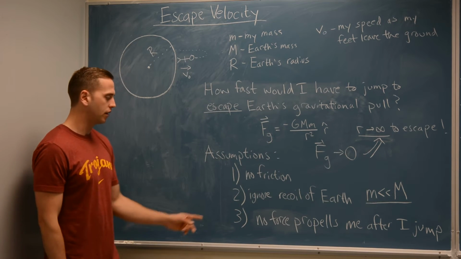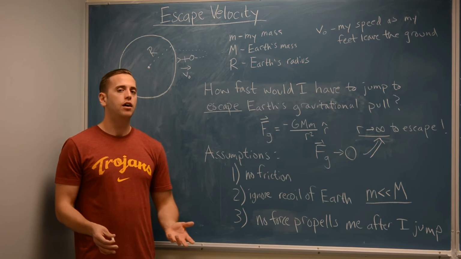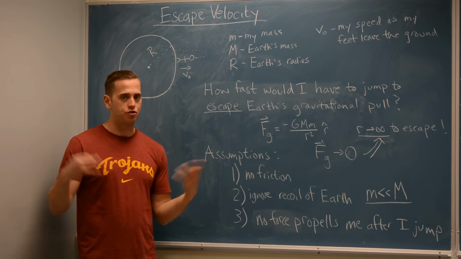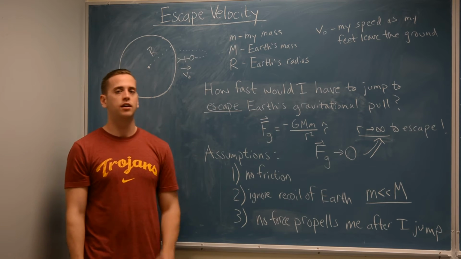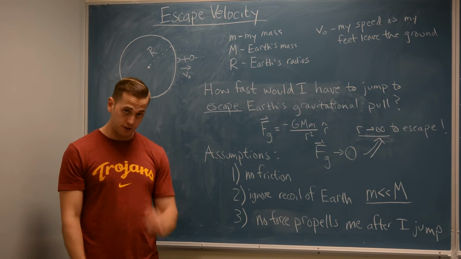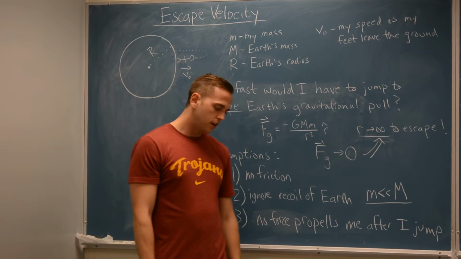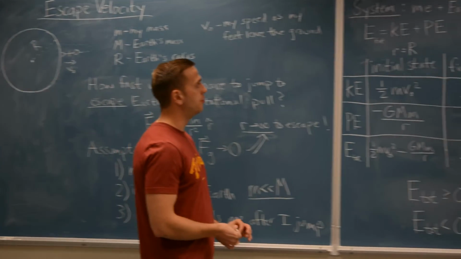Okay, and the last thing is, there's no propelling force that acts on me. So in other words, I'm not jumping into the air with a rocket attached to my back, I'm just jumping into the air. And after I've left the surface of the Earth, the only force that's acting on me is the force of gravity. That's it. Okay, so now to derive the escape velocity equation using conservation of energy.